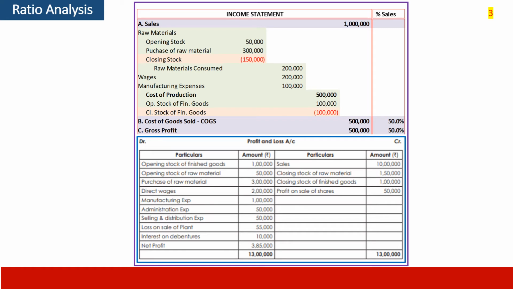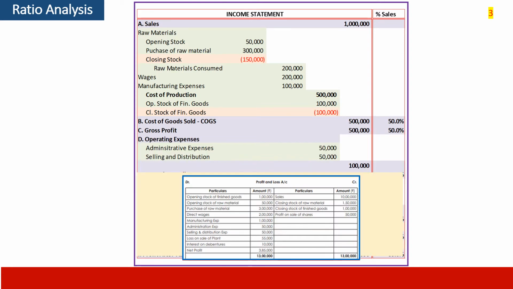Once done, you have got the sales, you have got the cost of goods sold, you have got the gross profit. This is the flow: sales, raw materials consumed, wages, manufacturing expenses, cost of production. Once cost of production is derived, derive what was the opening stock of finished goods, take the closing stock of finished goods, and we have got the cost of goods sold. Then we have got the gross profit. Sales minus cost of goods sold is gross profit.